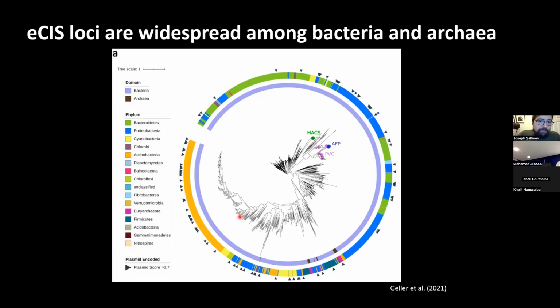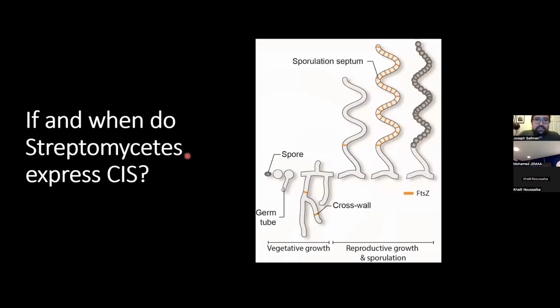And so there are other gram-positive bacteria on here, like the firmicutes, but the majority of the ones that we see in gram-positive bacteria are streptomycetes. So the question is, if streptomyces express these, when and where do they express these?